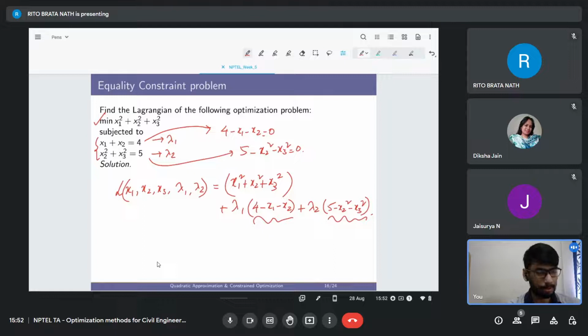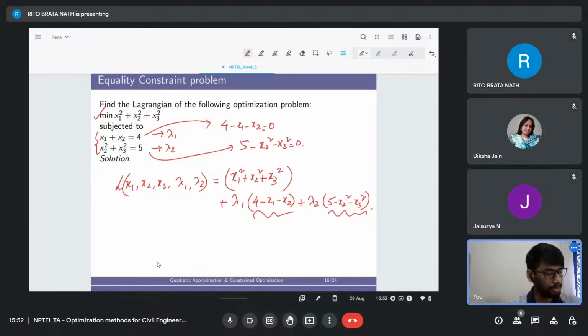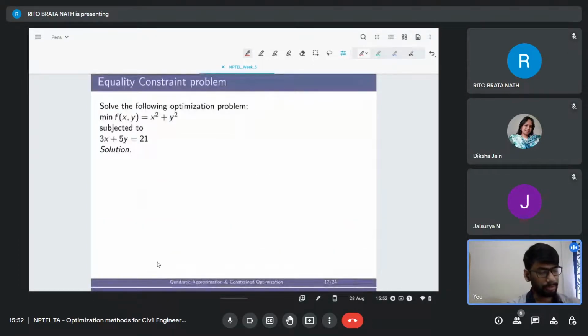Otherwise, I'll move on to the next problem where I have to solve the problem for optimization. Okay, so this is fine, I guess. Now I've given this optimization problem where you have to do minimization of x squared plus y square, and I'm given this constraint function. Now I have to write the Lagrangian first. Can any one of you tell me what will be the Lagrangian of this function? It will be a function of x, y, and lambda. What will be the first term and the second term?